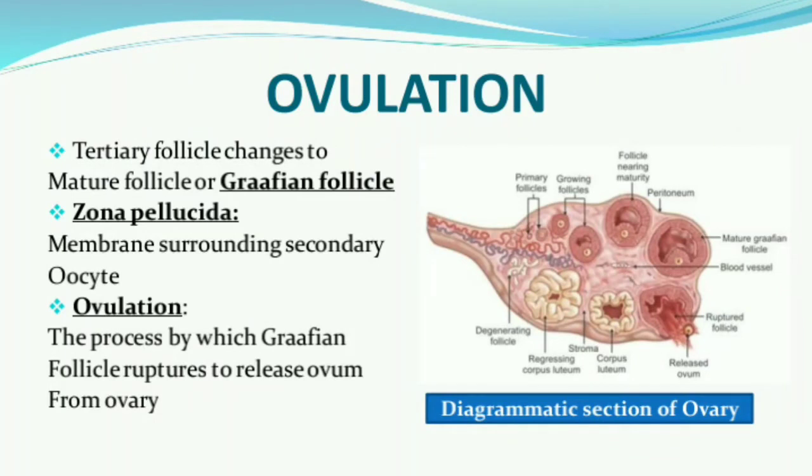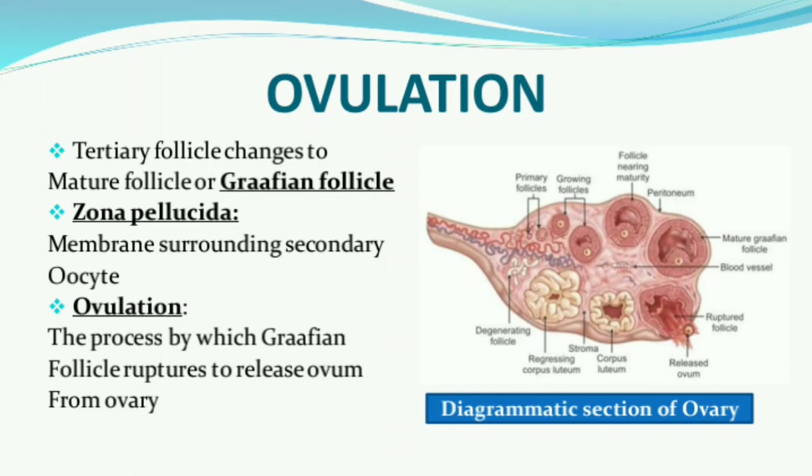The next topic of discussion is ovulation. Here you can see from the diagram the section of a female ovary. Tertiary follicle, as I have discussed in this lecture, now changes to mature follicle or Graafian follicle. See from this diagram, a membrane surrounding the secondary oocyte, called zona pellucida, is there. And what is ovulation? It is the process by which the Graafian follicle ruptures to release the ovum from the ovary. So this is known as ovulation.